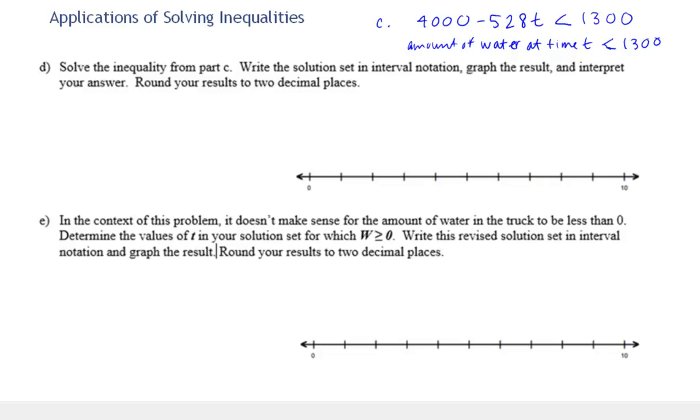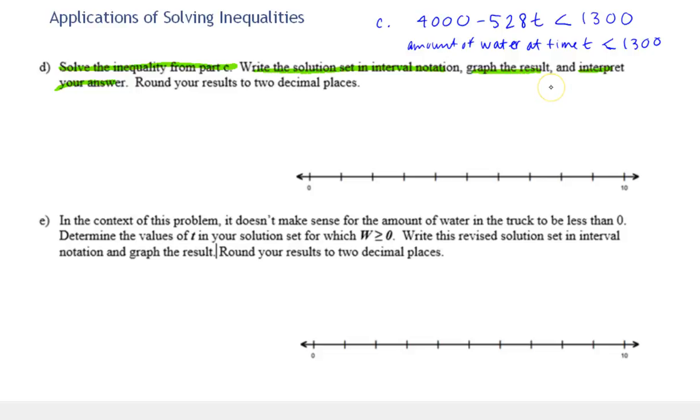We are asked to solve the inequality from part C. We're asked to write the solution set in interval notation, graph the result, and interpret our answer. And we'll round to 2 decimal places if necessary. So before we solve this, let's take a look at this inequality. Let's write this here on the right and how we constructed it.